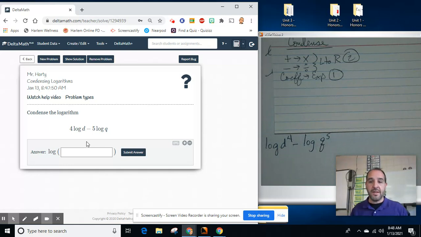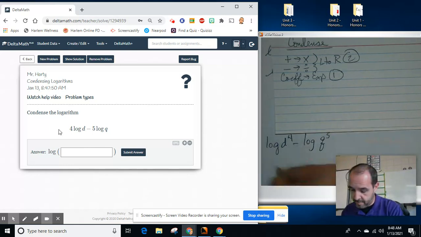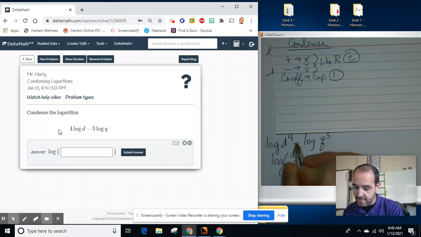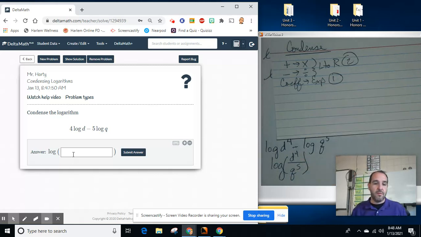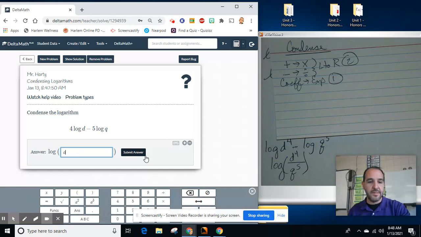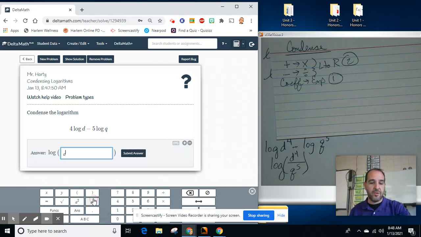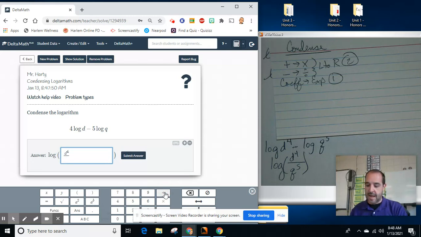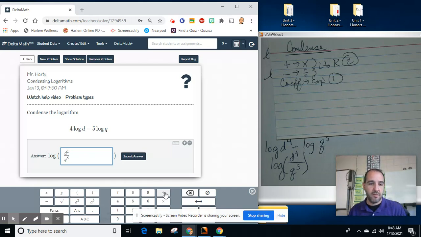And now minus becomes divide. Log d to the fourth divided by q to the fifth. Okay, log, let me get my little thing out here. D, again, I can use this to go to my exponent, divided by q, or I can do Shift 6 to get that to the fifth.